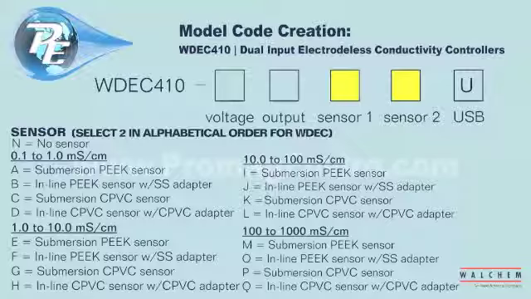The letters M, O, P, and Q represent the range of 100 to 1000 millisiemens per centimeter. The letter M represents submersion peak sensor. The letter O represents inline peak sensor with stainless steel adapter. The letter P represents submersion CPVC sensor. The letter Q represents inline CPVC sensor with CPVC adapter.